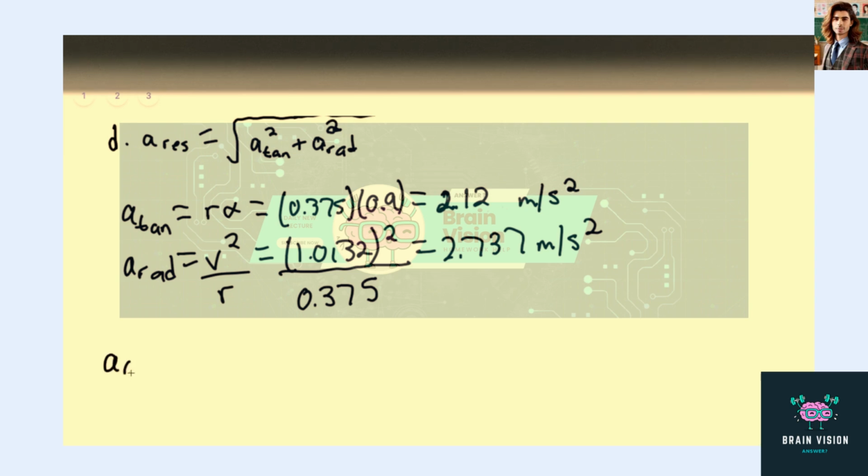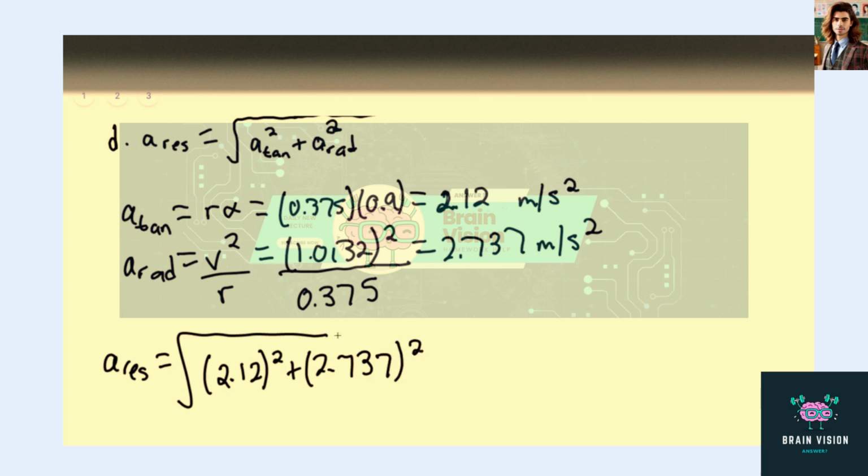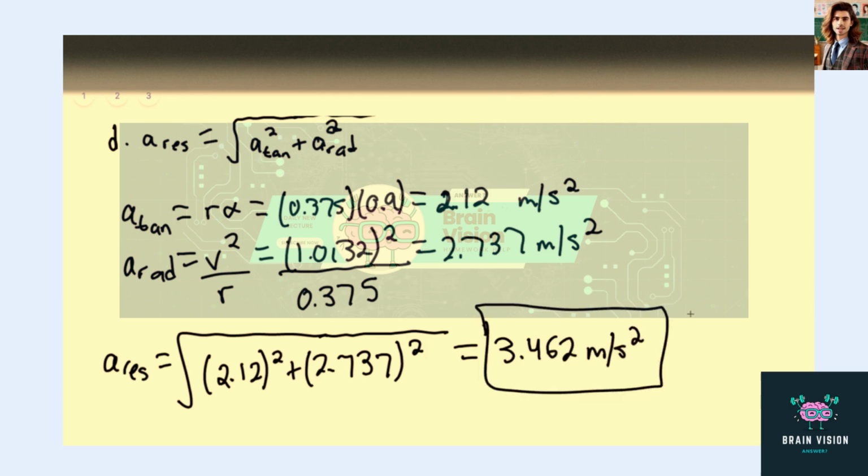So a resultant is going to be equal to the square root of 2.12 squared plus 2.737 squared. And this is going to be equal to 3.462 meters per second squared. So this would be your resultant acceleration for part D.